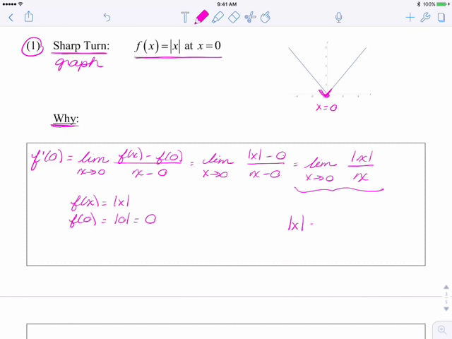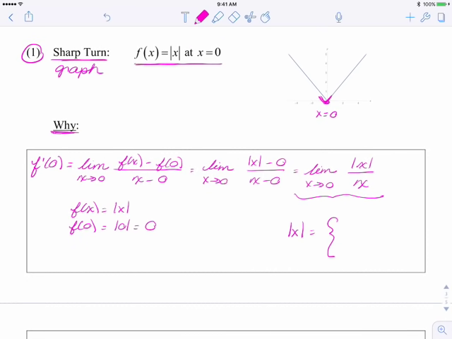The absolute value of x is actually a piecewise defined function. The absolute value of x is defined as being x if x is greater than or equal to 0, and it's defined as being the opposite of x when x is less than 0. So depending on if you're on the right side of 0 or on the left side of 0, the absolute value function is defined differently.